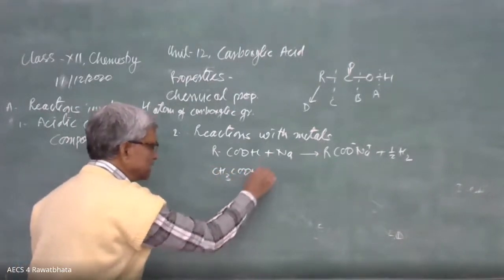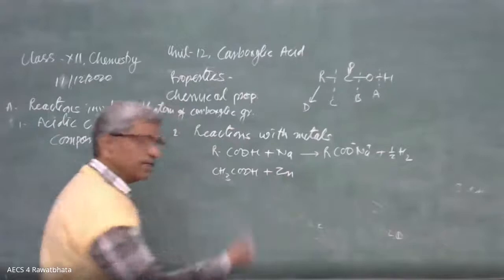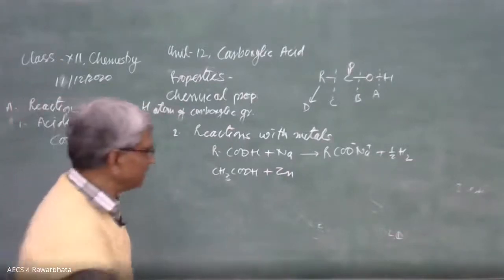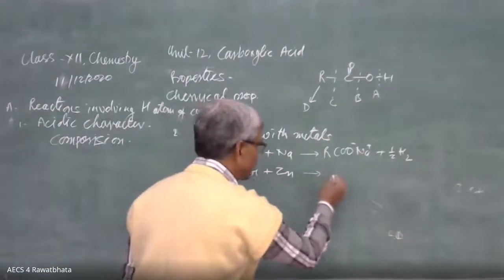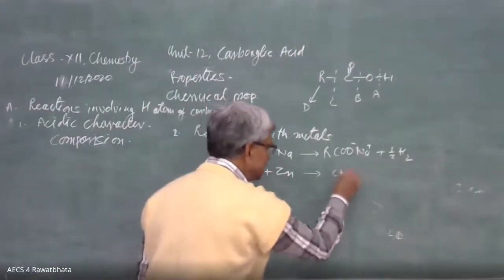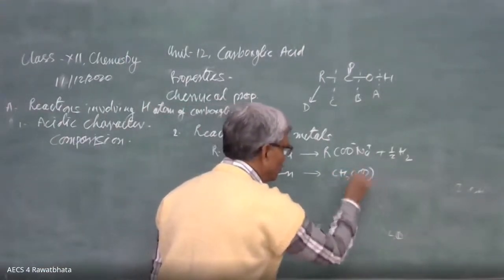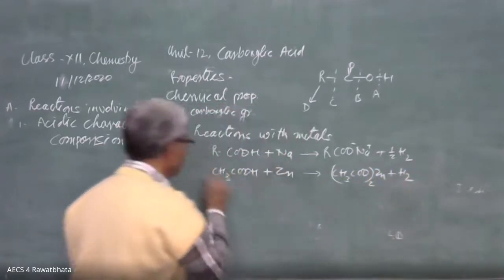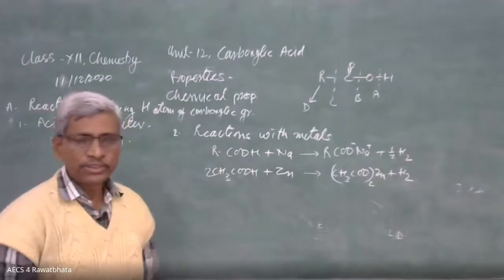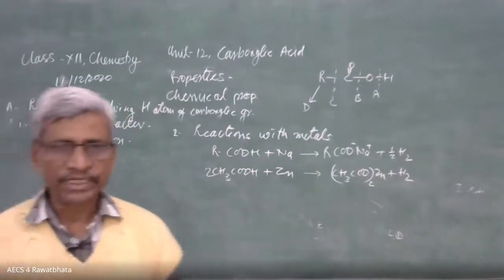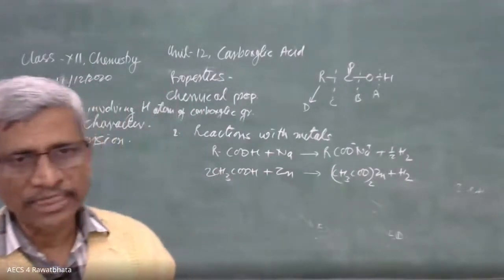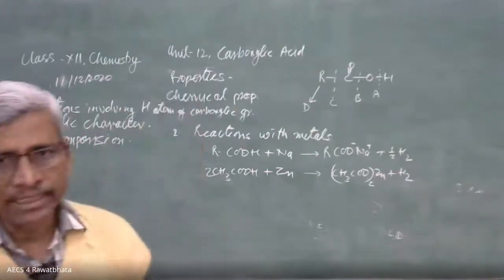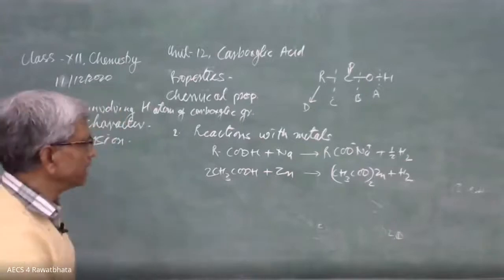CH3COOH, a carboxylic acid, combines with zinc. Even it can combine with zinc also. The reaction is not so fast. It combines with zinc and forms the salt, acetate, (CH3COO)2Zn plus hydrogen gas. Here are two molecules of that. This is one proof which shows that acetic acid or carboxylic acids are acidic in nature. They combine with metals giving hydrogen gas like other acids.